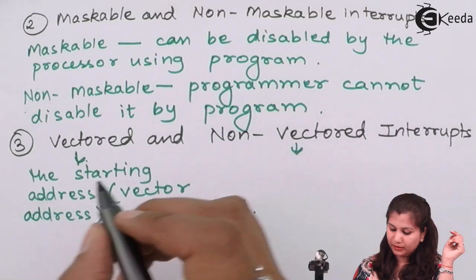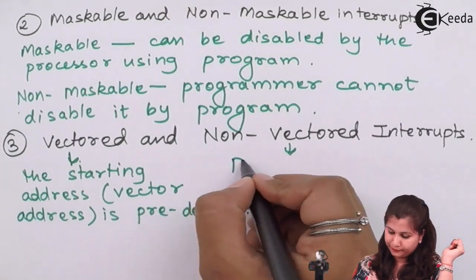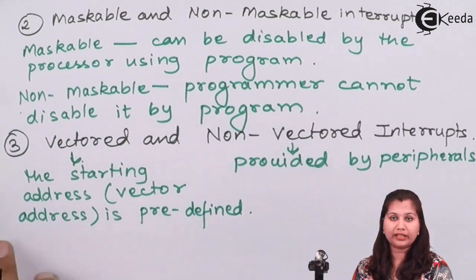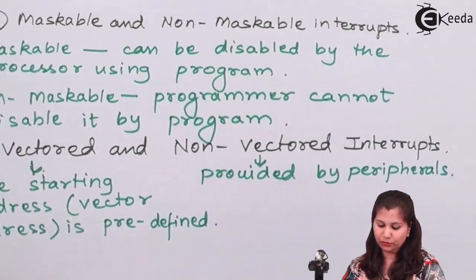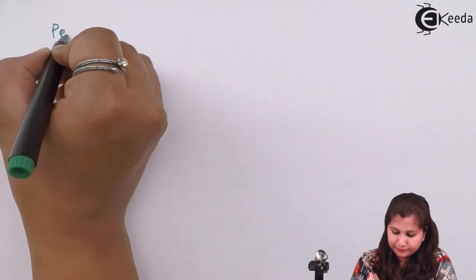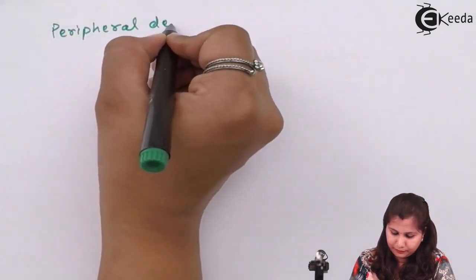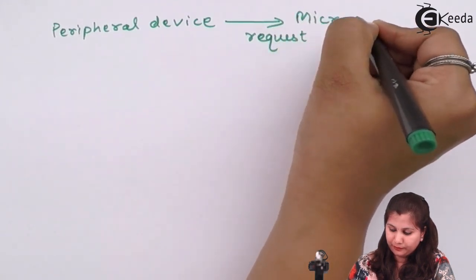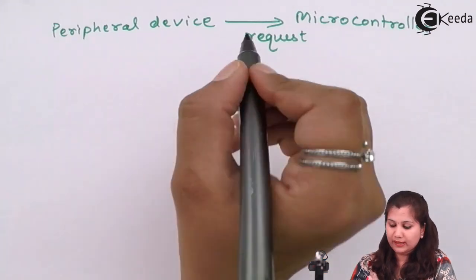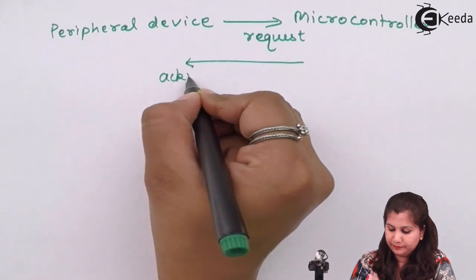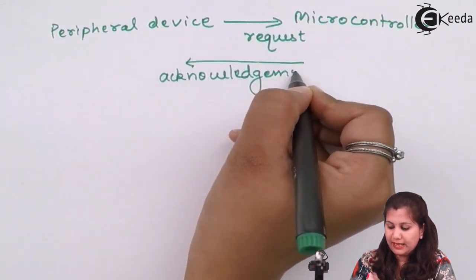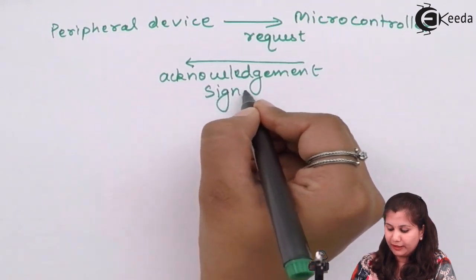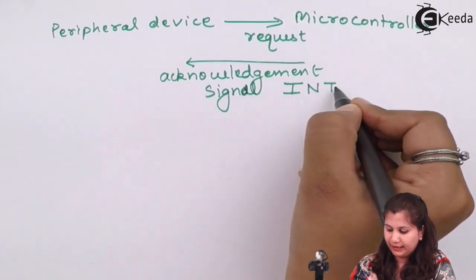Whereas in the non-vectored interrupts, the starting address is provided by the peripherals. Now, how do the peripherals provide the starting address of the service routine? First, the peripheral device will send a request to the microcontroller. In response to this request, the microcontroller is going to send an acknowledgement signal. The acknowledgement signal indicates that this request has been received by the microcontroller. So the microcontroller sends an acknowledgement signal to the peripheral device, and this acknowledgement signal is INTA.